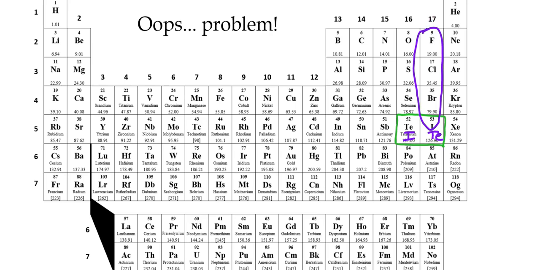And this actually is not the only time in the periodic table this happens. Argon and potassium also have the same problem. Potassium is very clearly not a noble gas, and argon is not an alkali metal. So this problem occurs a couple different times.